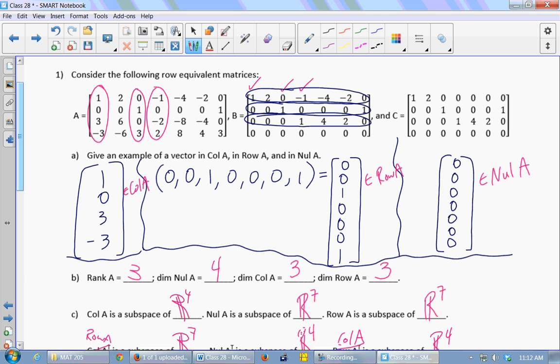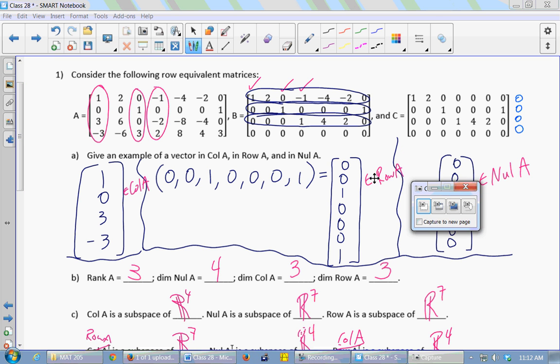I'm trying to find all the vectors that get sent to 0. So I'm trying to find the solutions to Ax = 0. So I would have another set of zeros here when I row reduce. And then I have to put those solutions in parametric vector form.